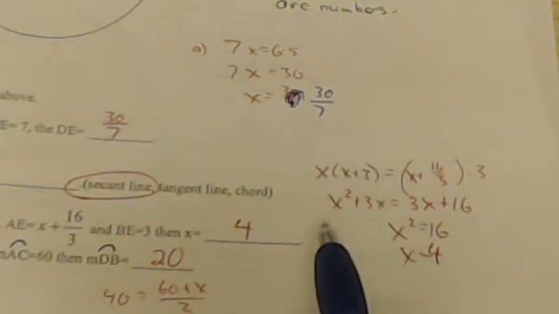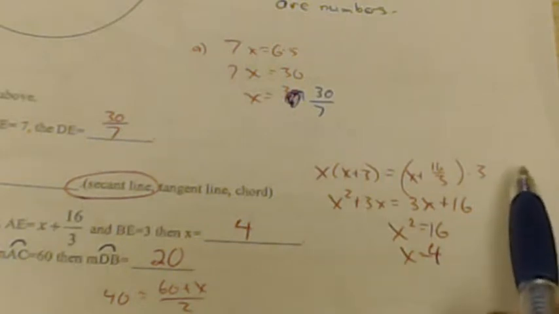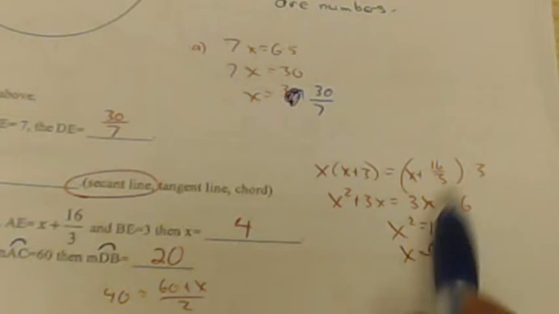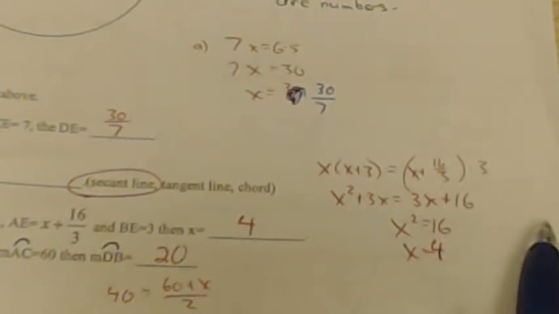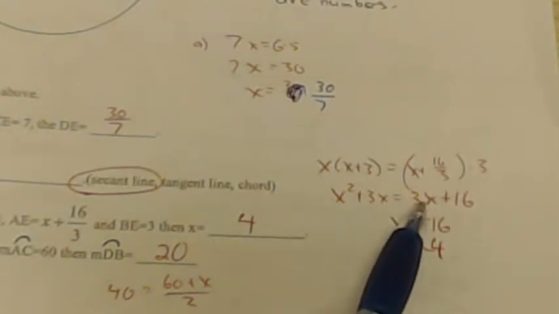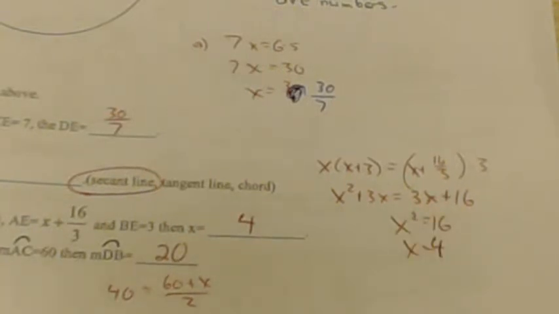On the left side, when you distribute, x times x is x squared, x times 3 is 3x. Over here, nice things happen. 3 times x is 3x. 3 times 16/3, the 3's cancel, you're left with just 16. More good things are going to happen on the next step, because I can subtract 3x from both sides, and it's gone. X squared is 16, and you're done. Take the square root, x is 4. It's really plus or minus 4, but minus doesn't work in this problem because it gives us negative segment lengths. So just plain old 4.